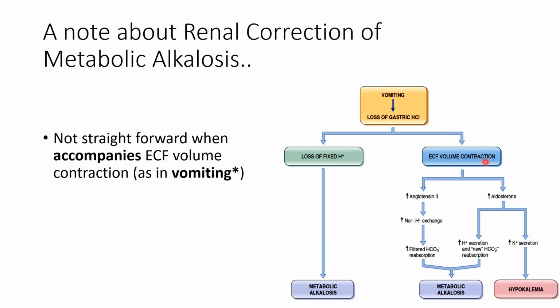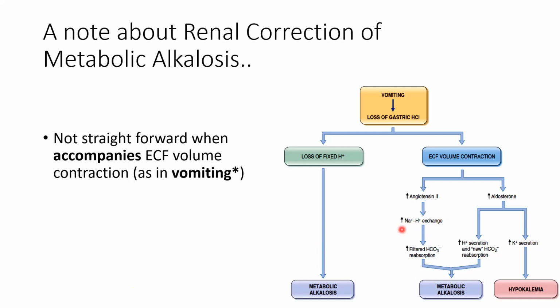So ECF volume contraction basically will trigger angiotensin 2 via the renin-angiotensin-aldosterone pathway. Angiotensin 2, amongst the many things that it does, also triggers that sodium hydrogen antiport mechanism at the PCT, which I have mentioned. Okay, it increases it.